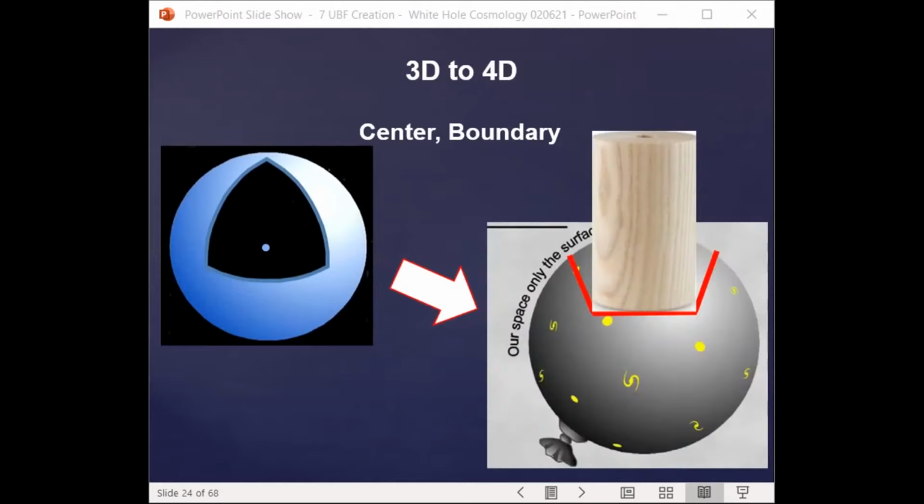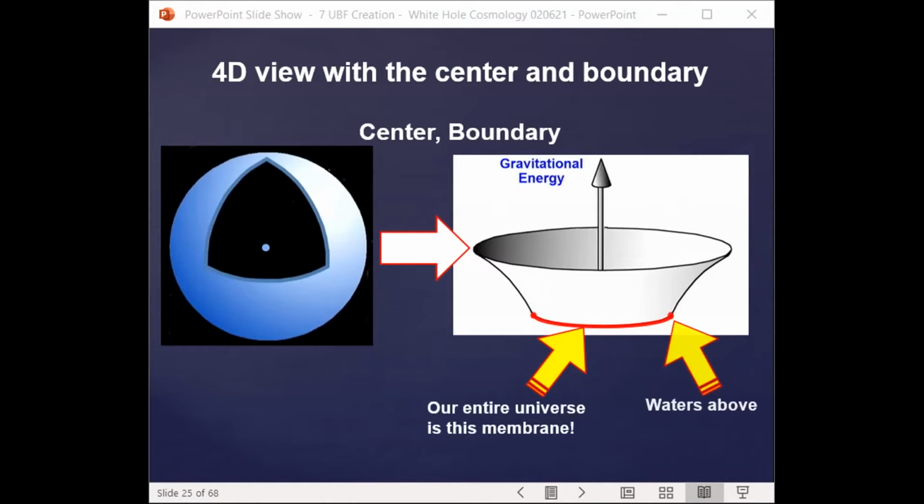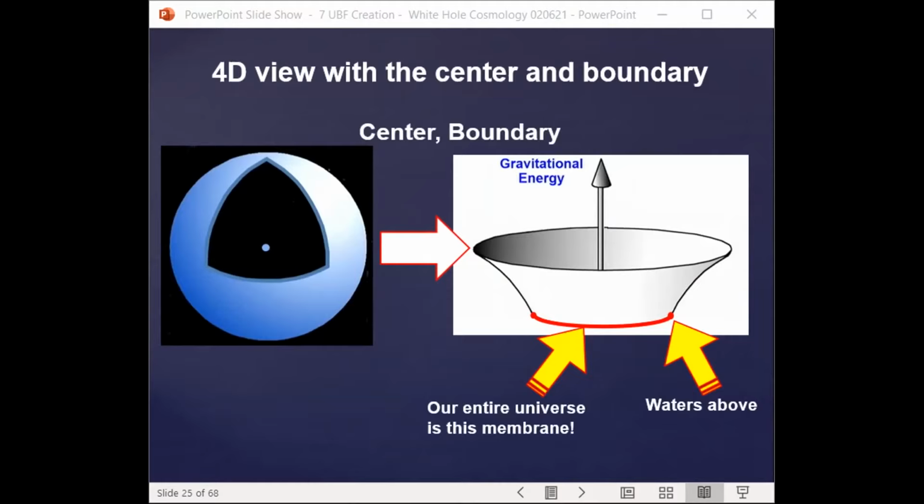So that area, this is a 4D model of Humphreys' universe with its center and boundary. In this model, our entire universe is contained within the flat area, surrounded by the shell of water above the filament. Okay, and the water above the filament has an enormous mass.